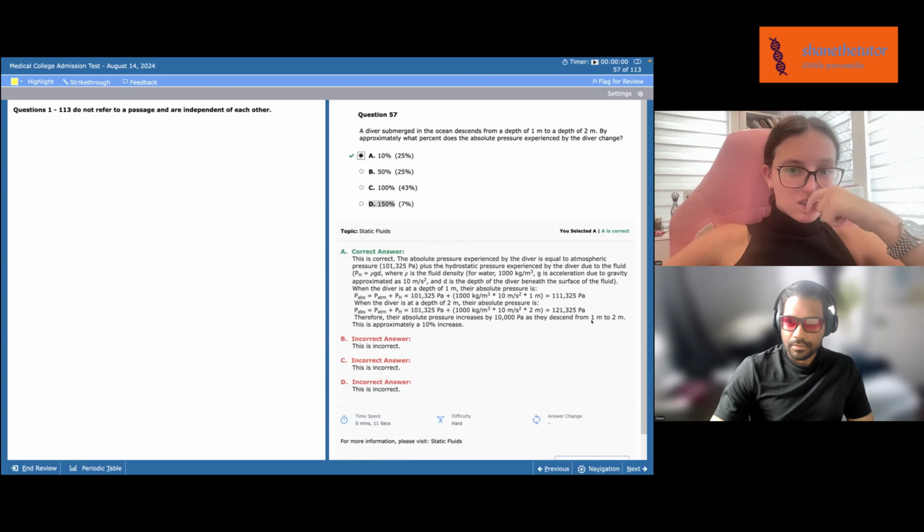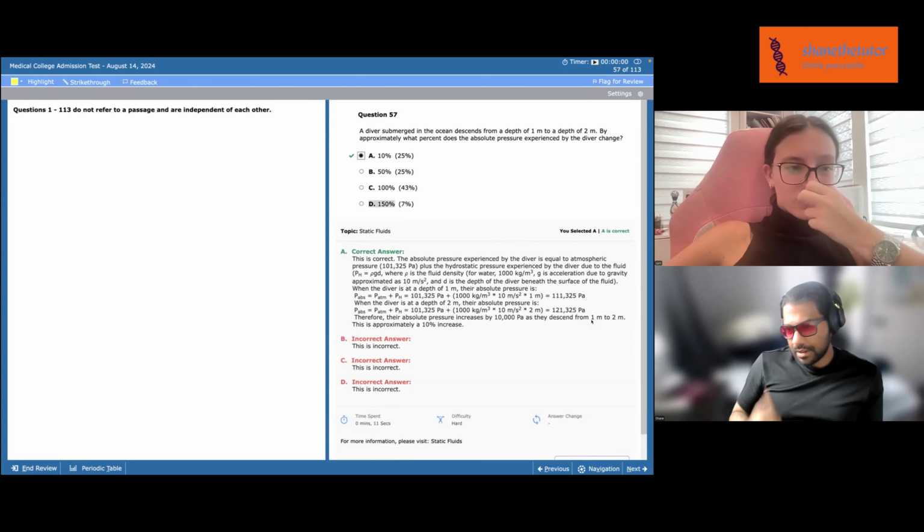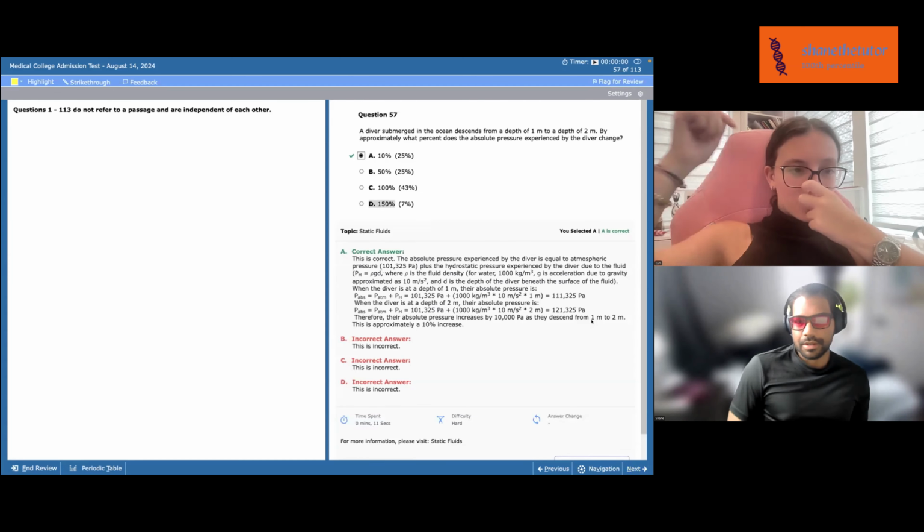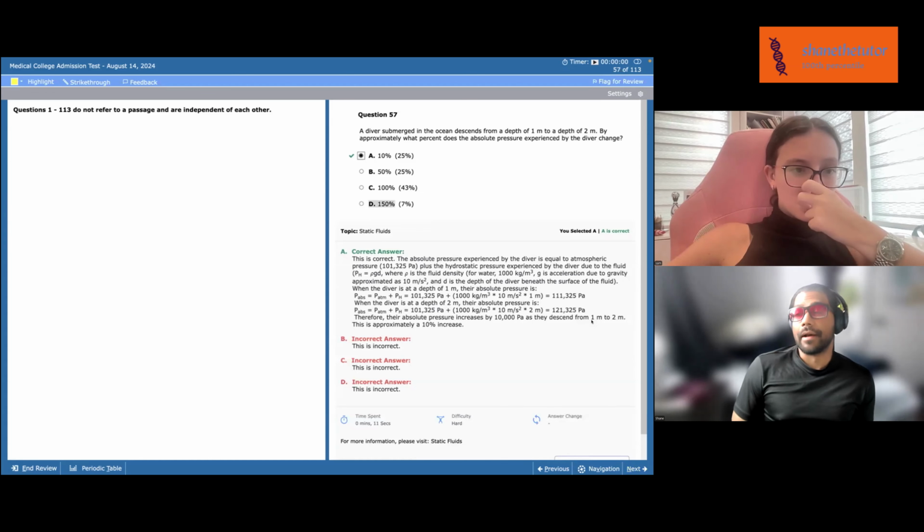So I thought that it would make sense for it to be A. When you say lower the pressure, you're talking about the higher the pressure, the greater the number. The lower the depth, the higher the pressure. Yeah, yeah.